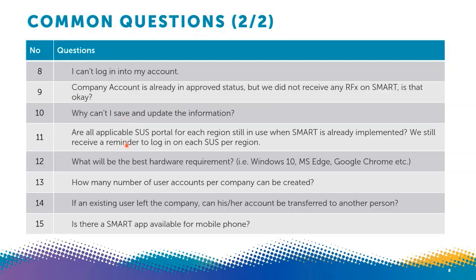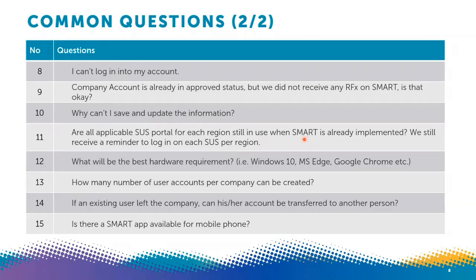Are all applicable SUS portals for each region still in use when Smart is already implemented? We still receive a reminder to log in on each SUS per region. Okay, so like I explained in question number 9, the SUS portal is still valid. The Smart account is valid right now. So in this transition period during the implementation, you have to make sure that you actively log in using both accounts, your SUS portal as well as your Smart portal, right?